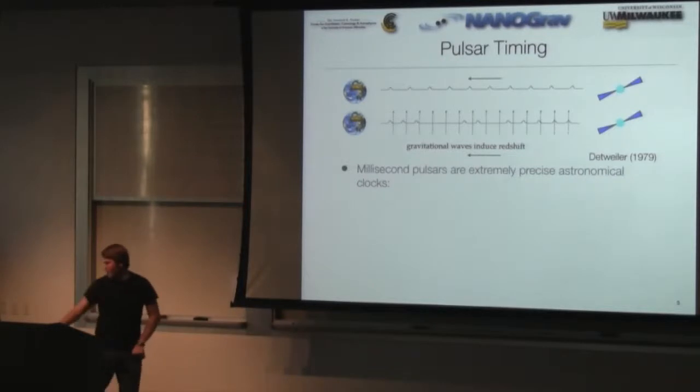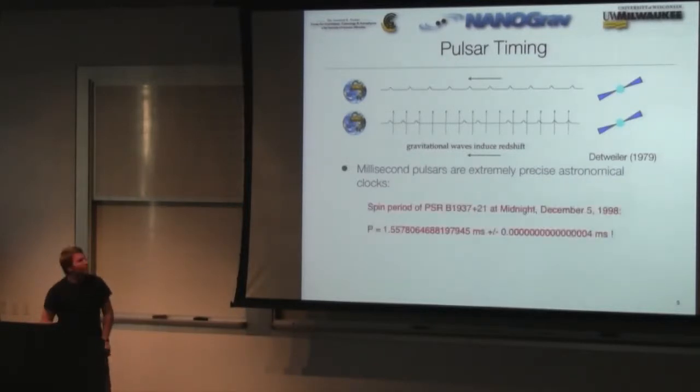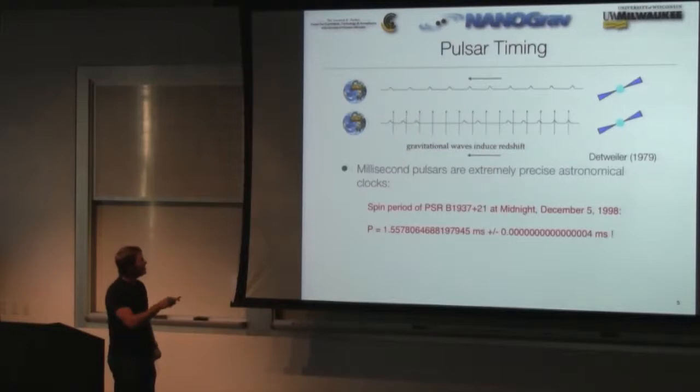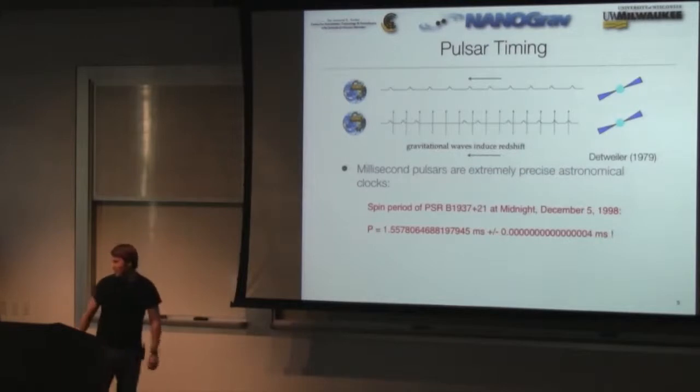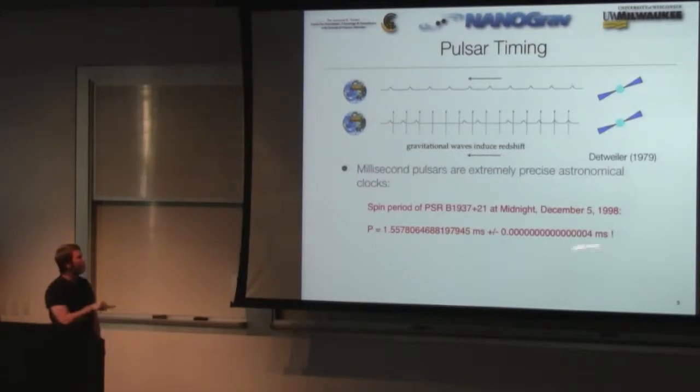And just the order of precision that we can get on measuring these pulses, or at least measuring the spin of the pulsar, as an example, for this pulsar, which again is one of our best timing pulsars, on this date, this is the period that we can measure with this uncertainty. So I think there are 14 zeros behind the decimal place there. So that's incredible accuracy, or incredible precision, with which we can measure this.